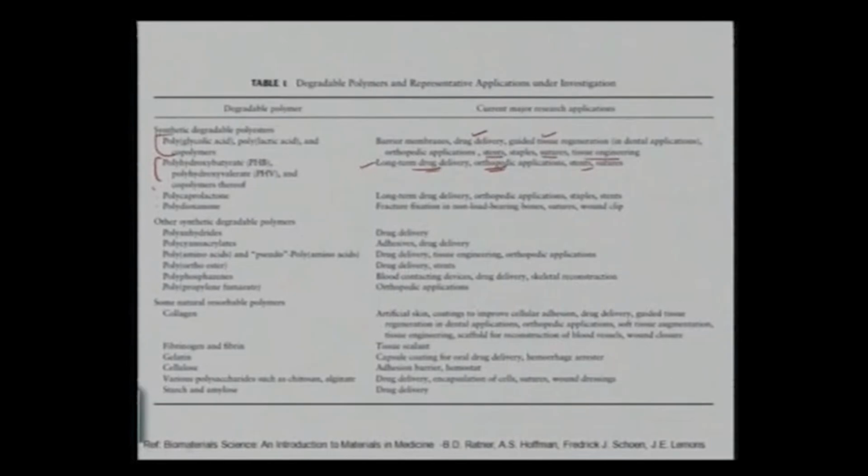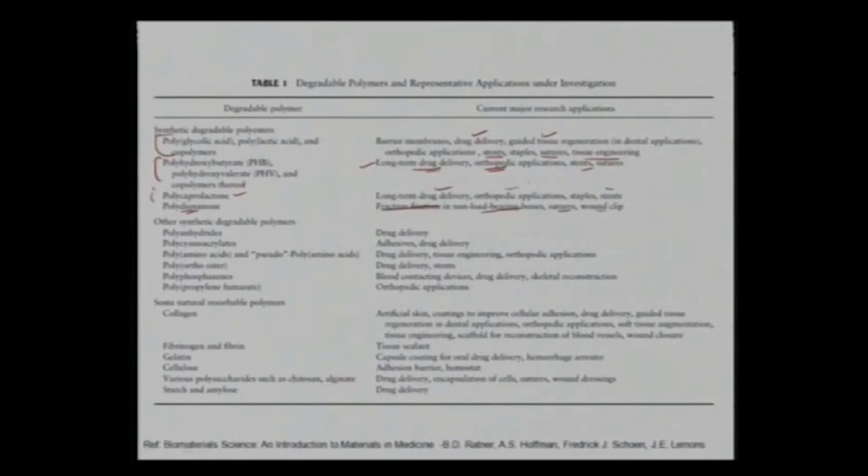And again coming to the polycaprolactone and polydioxanone. Polydioxanone is again one of the very much utilized biodegradable polymers. It is basically utilized for fracture fixation in non-load bearing bones or sutures or wound clips. Polycaprolactone is being utilized for drug delivery or staples, stents and orthopedic applications.